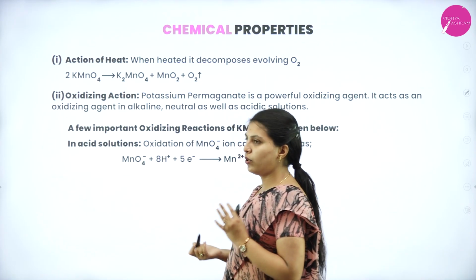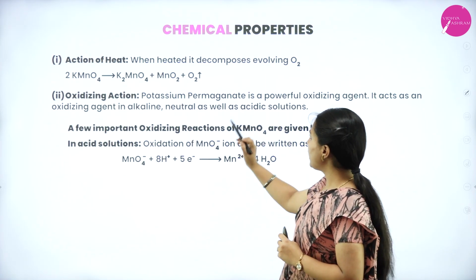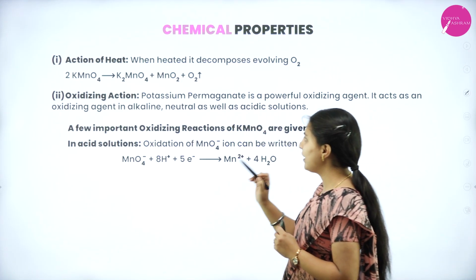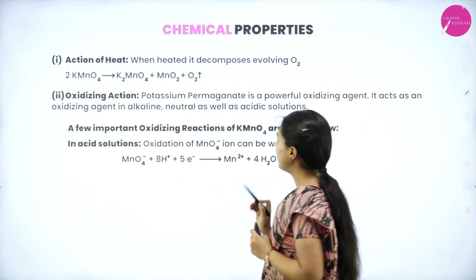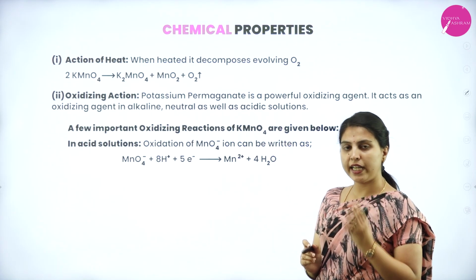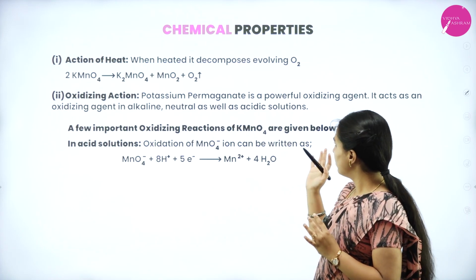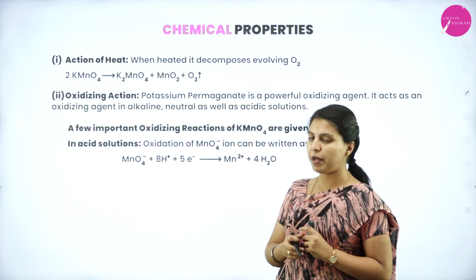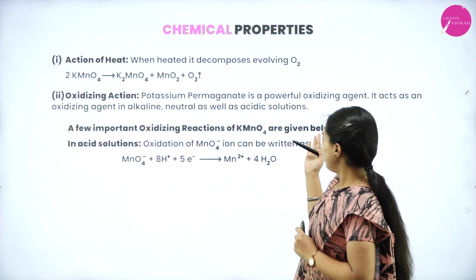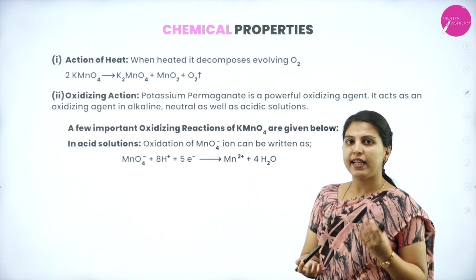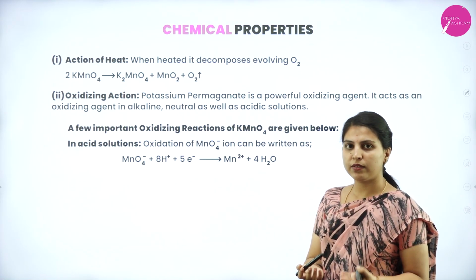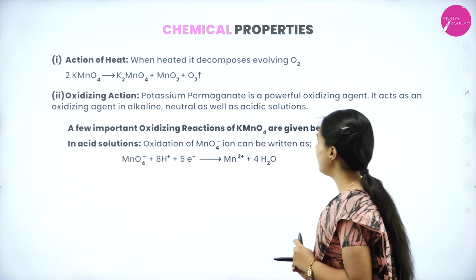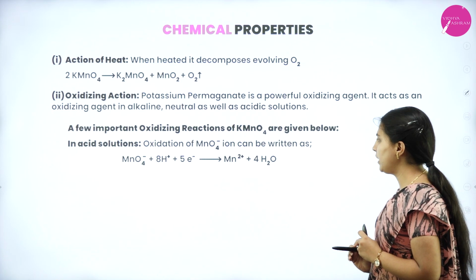Oxidizing action. It is also a very good oxidizing agent. Potassium permanganate is a powerful oxidizing agent. It acts as an oxidizing agent in alkaline or neutral as well as acidic solution. The potassium dichromate was acting as an oxidizing agent only in acidic medium, but potassium permanganate will act as an oxidizing agent in all the mediums, like acidic, neutral as well as alkaline medium. A few important oxidizing reactions of potassium permanganate are given below.